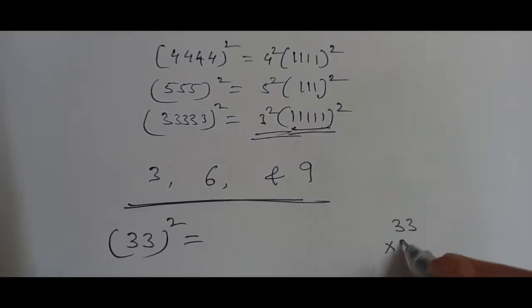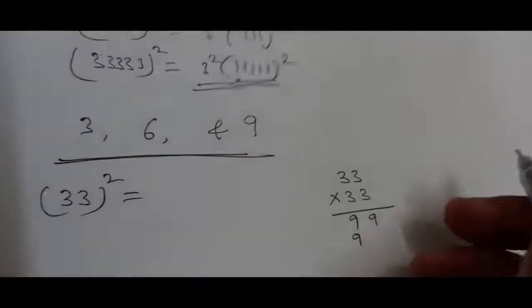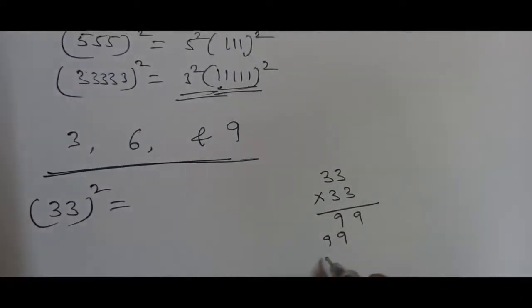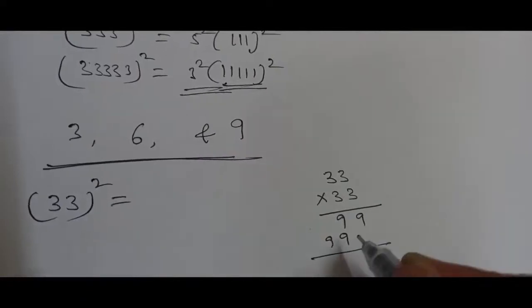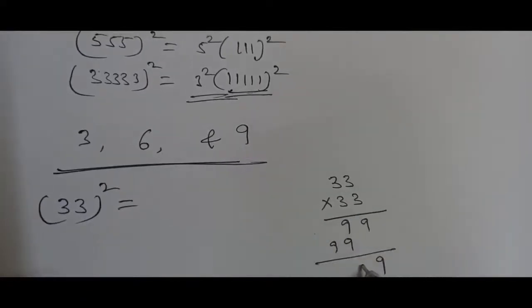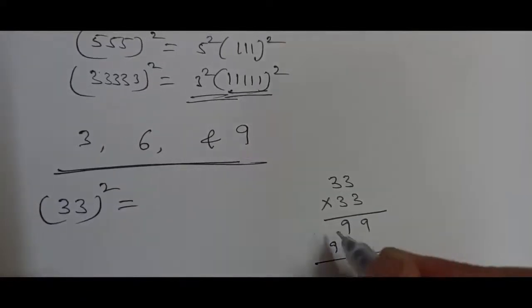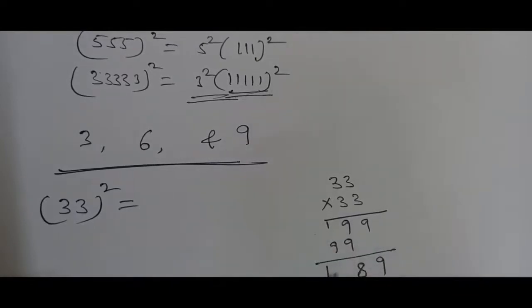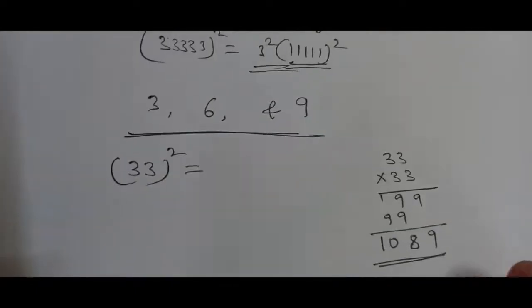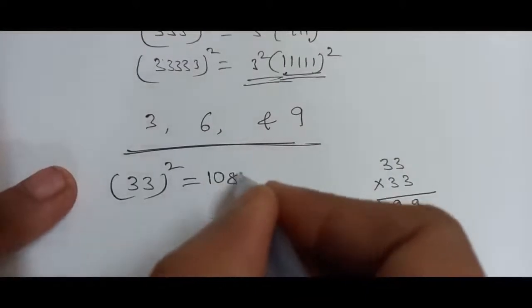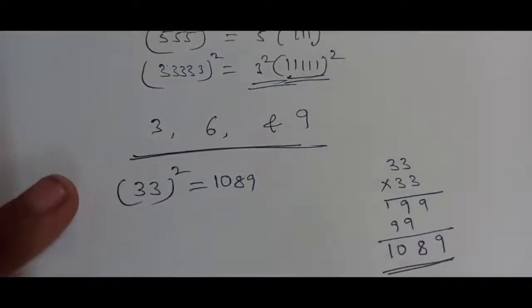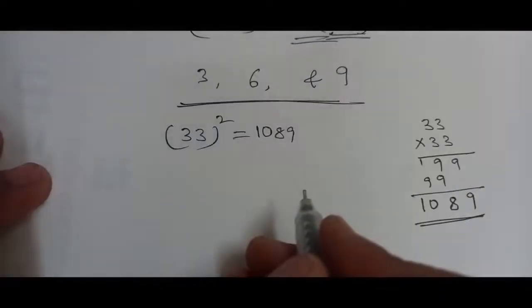Generally in the traditional method, 33 into 33, how much? 3 3s are 9, 3 3s are 9, again 3 3s are 9, 3 3s are 9, so 9, 9 plus 9, 18, 8, 1 carry over here, so 10. So the answer is 1089, right? Let's see now the short trick for this.